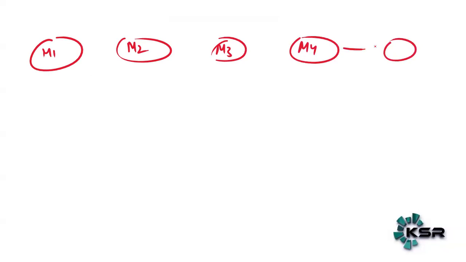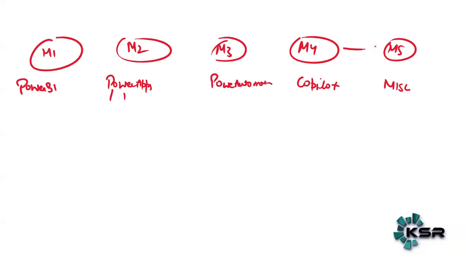Yes, sir. So you have module one, module two, module three, module four, module five. Suppose you have these many modules. Module one is Power BI, suppose, then Power Apps. Then let me write from here, miscellaneous stuff. Then Copilot Studio. Then you have Power Automate. And here itself, I will write Power Pages.